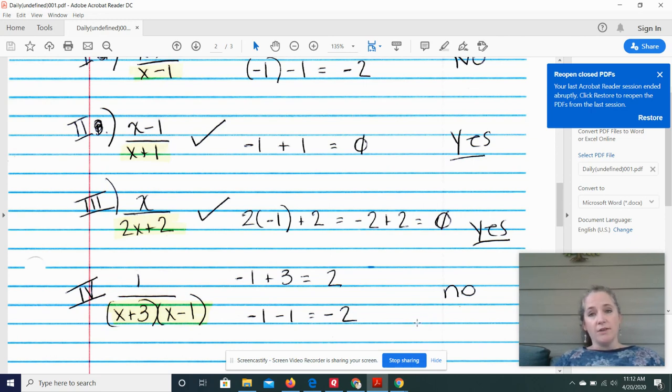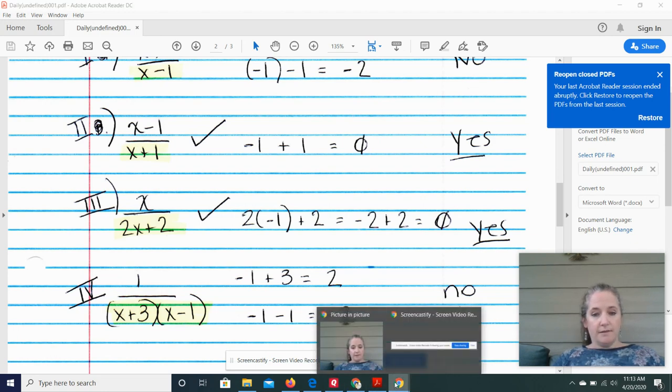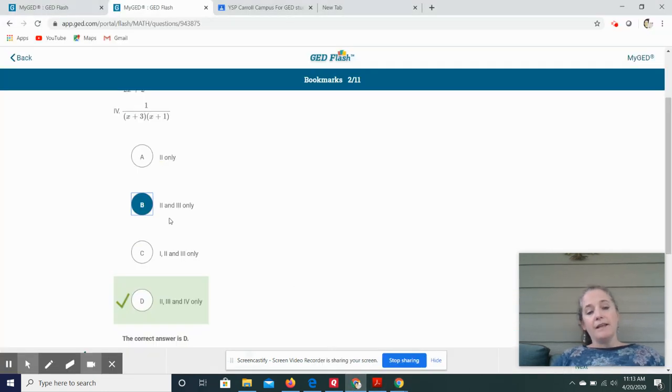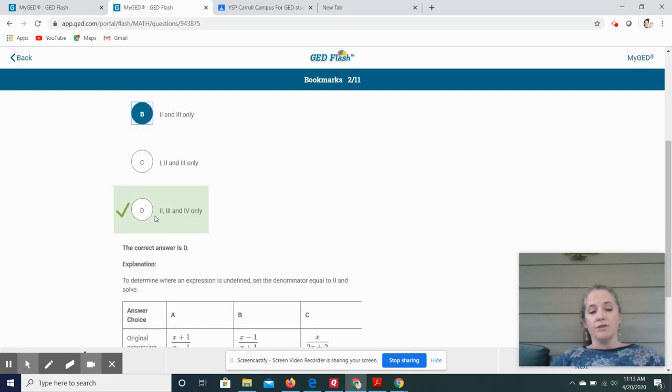So this would also be 0. It would also be undefined. I didn't want to go back and redo all of this and scan it again. So we've got 2, 3, and 4 all undefined. So let's come back over here to this. I had done B when I did it the first time. The answer is actually D.